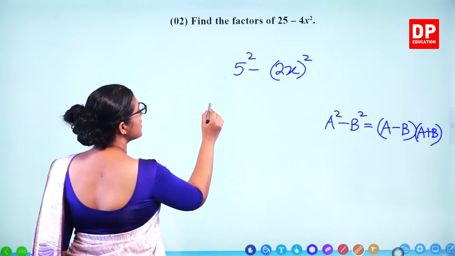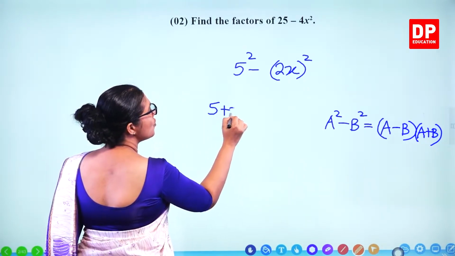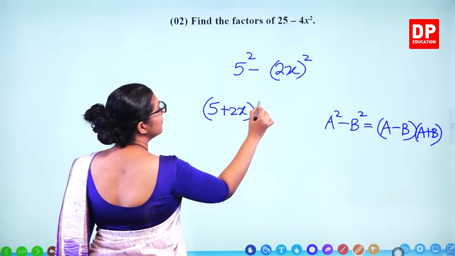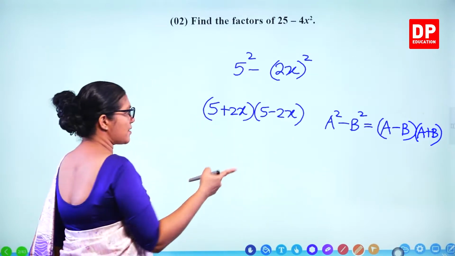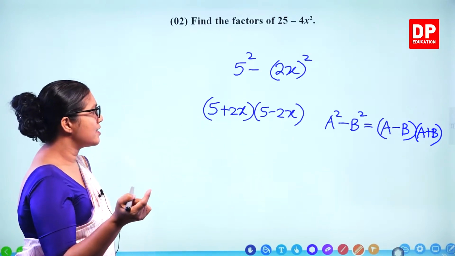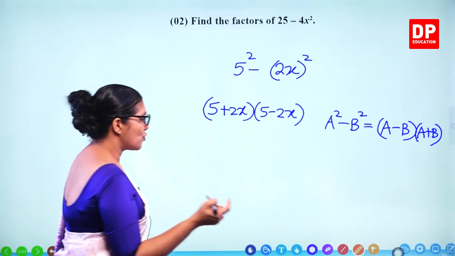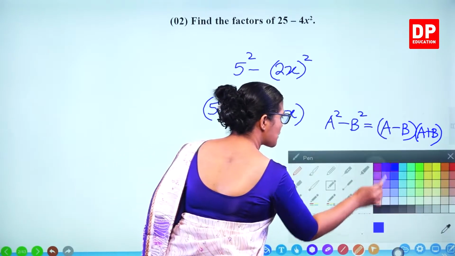So what are the factors? 5 plus 2x, 5 minus 2x. You can write plus 1 first or negative 1 first. So 2 factors, you get 2 marks for that.